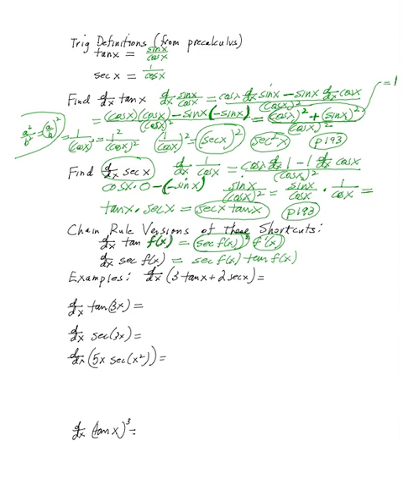But chain rule says I have to also multiply by the derivative of the inside. So I have to multiply by f prime of x. Okay, so let's just look at some examples. If I want the derivative with respect to x of 3 tangent x plus 2 secant x, well, that's the derivative of a sum. So I need to take the sum of the derivatives.